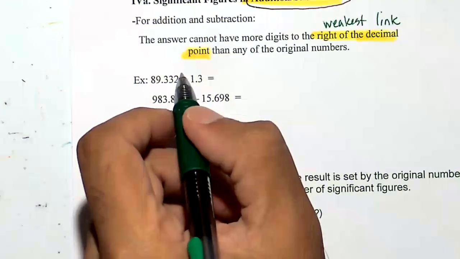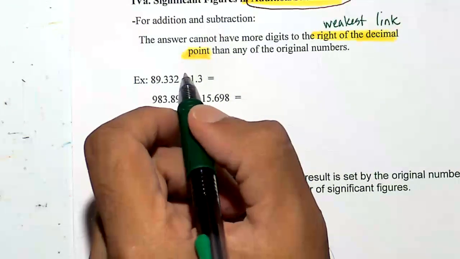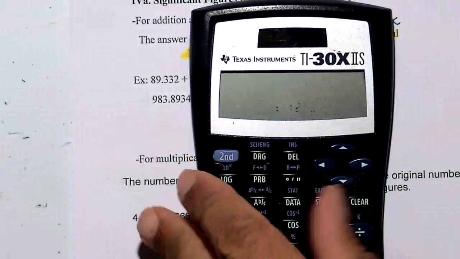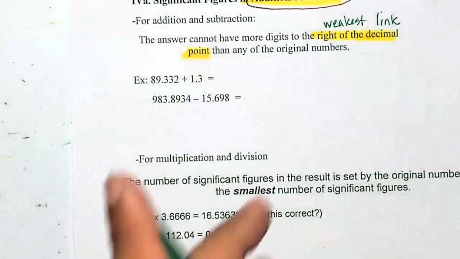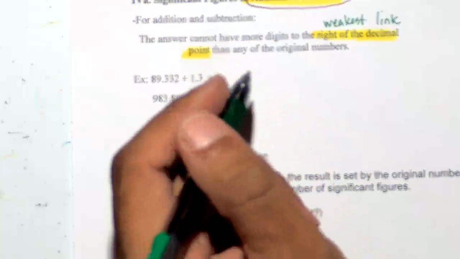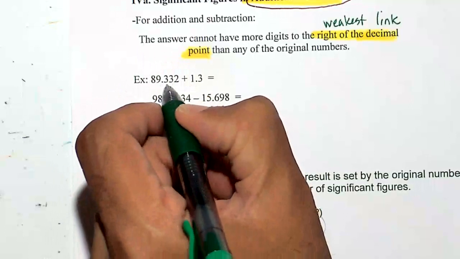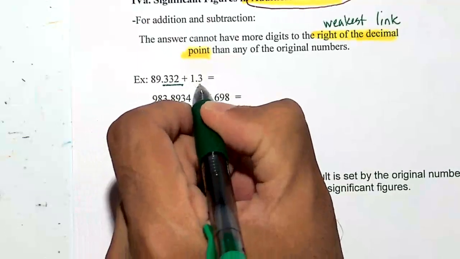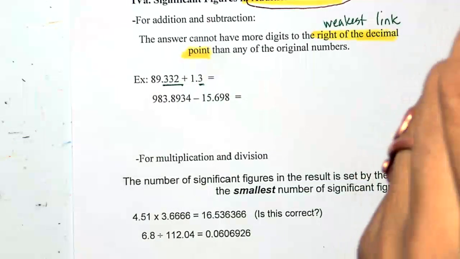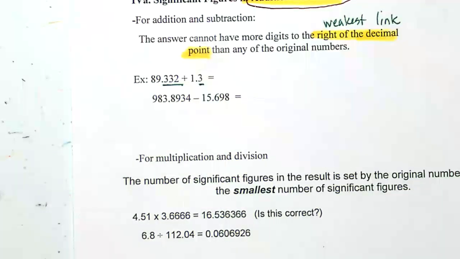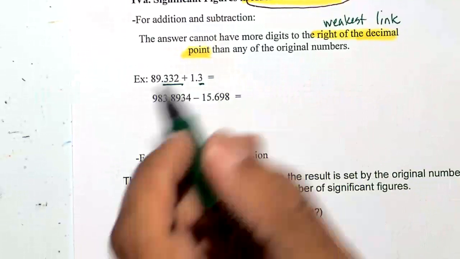All right, so this is for addition and subtraction, doing computation. We will never report everything on our calculator just because our calculator shows it. We just report what we can report. We know this to 3 decimal places. We know this to 1 decimal place. For addition and subtraction, the weakest link is the number of decimal places.